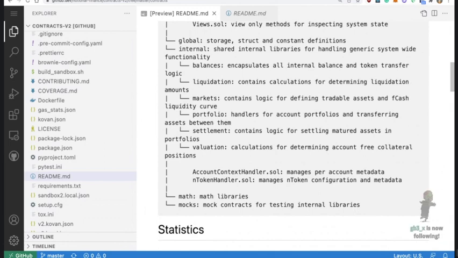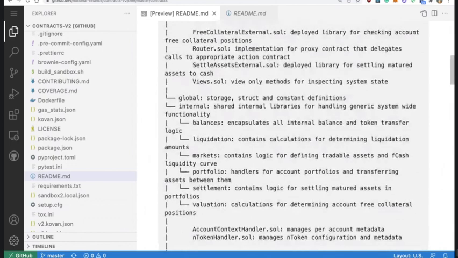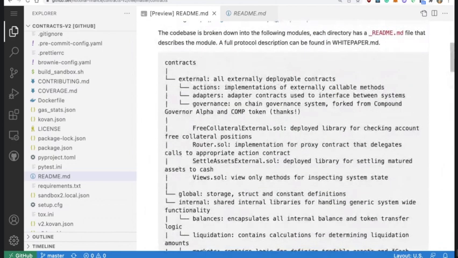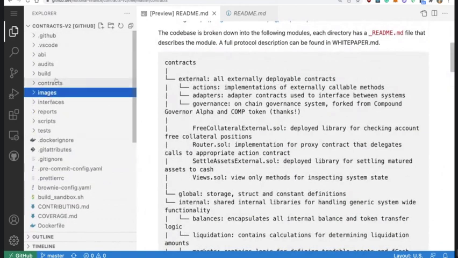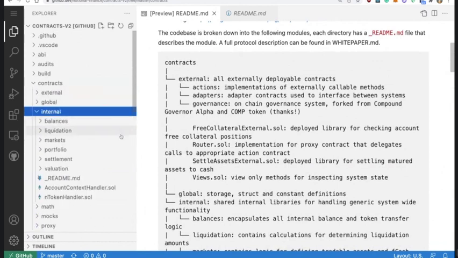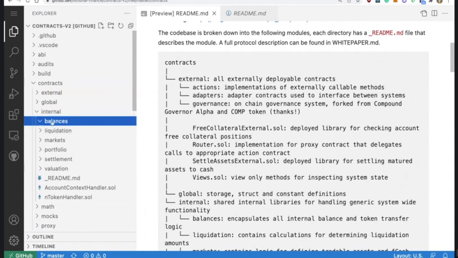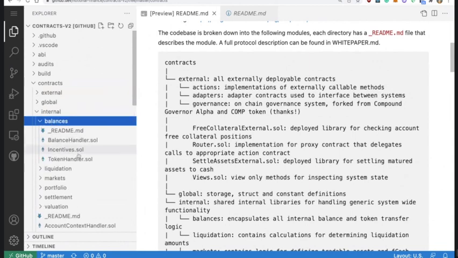Jeff was saying before that internal is going to be more the mathy, low-level stuff, and external is going to be more the user-facing parts of the contract. Do you have a particular preference, Ben? I don't really have a preference. I'm kind of feeling the low-level personally. Let's do internal. Where should we start here? Balances, liquidation, portfolio, settlement, valuation. Maybe balances. It strikes me as a primitive that'll probably end up getting passed around a bit.